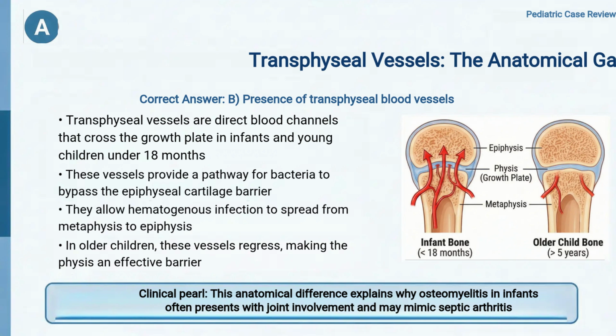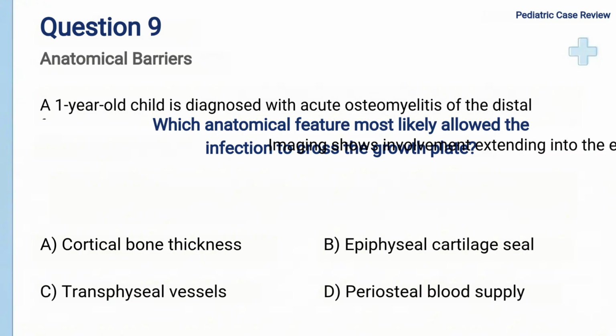This explains why osteomyelitis in young infants frequently presents with simultaneous joint involvement and why the hip and shoulder joints, whose metaphyses are intracapsular, are at particular risk. After approximately 18 months of age, these vessels regress completely, making the growth plate an effective barrier to infection spread. Case 9. A 1-year-old child is diagnosed with acute osteomyelitis of the distal femur. Imaging shows involvement extending into the epiphysis.